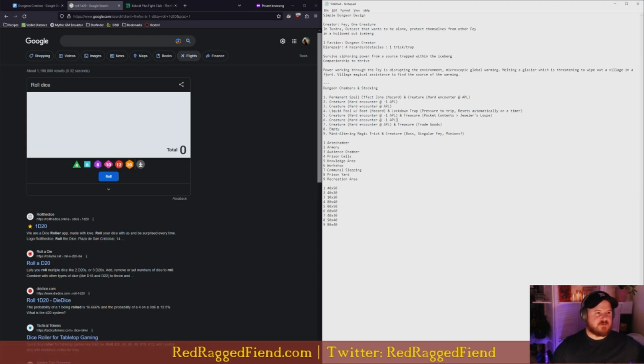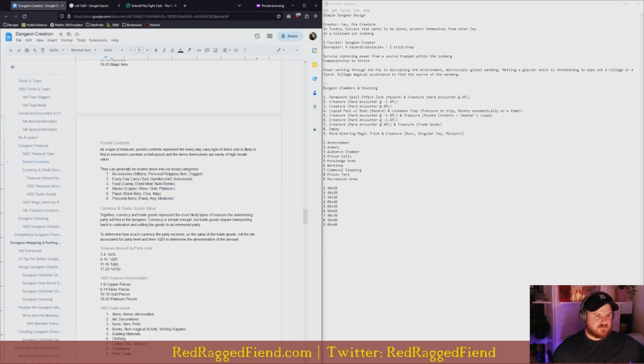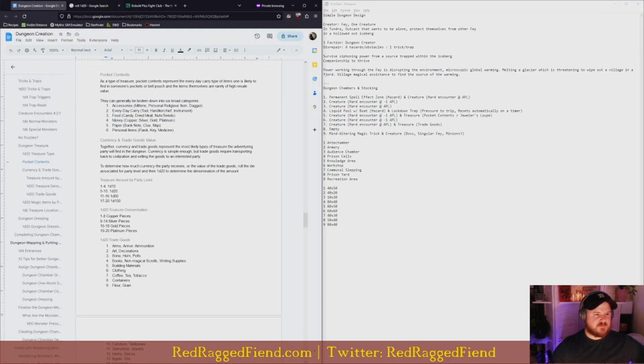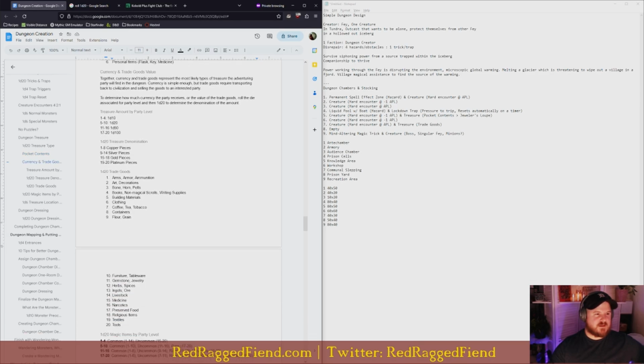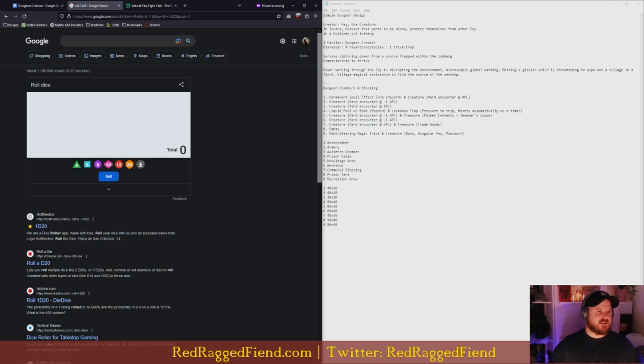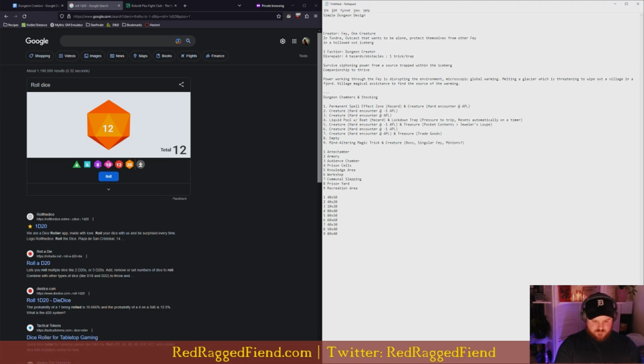All right, and our other one was trade goods. So then we have the breakdown. I have a breakdown based off of the actual level of your party. Let's just roll a d20. We can figure out what our APL is real quick. This would be a dungeon. We're going to pretend this is a dungeon for, let's say, 4 level 12 PCs. Perfect.